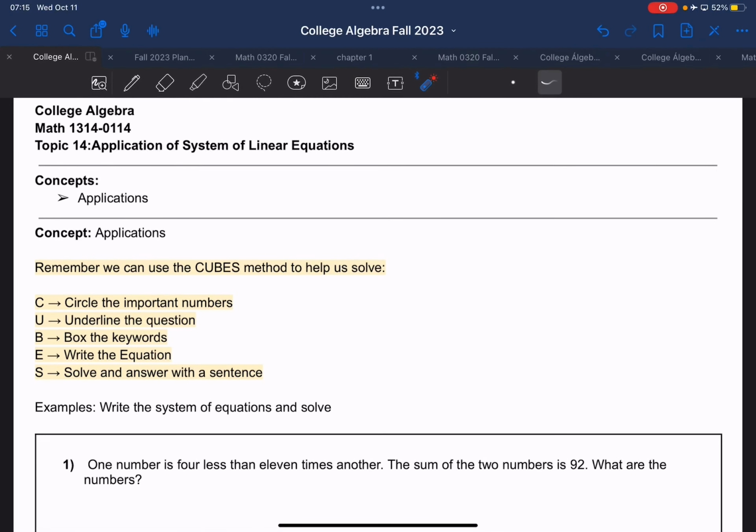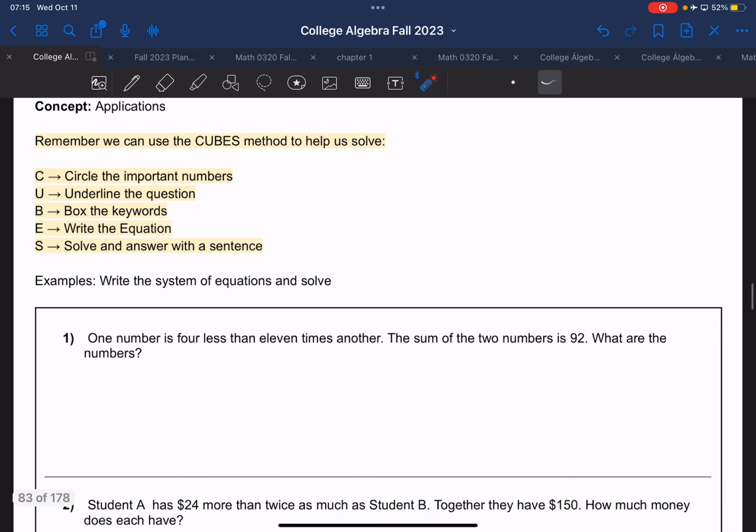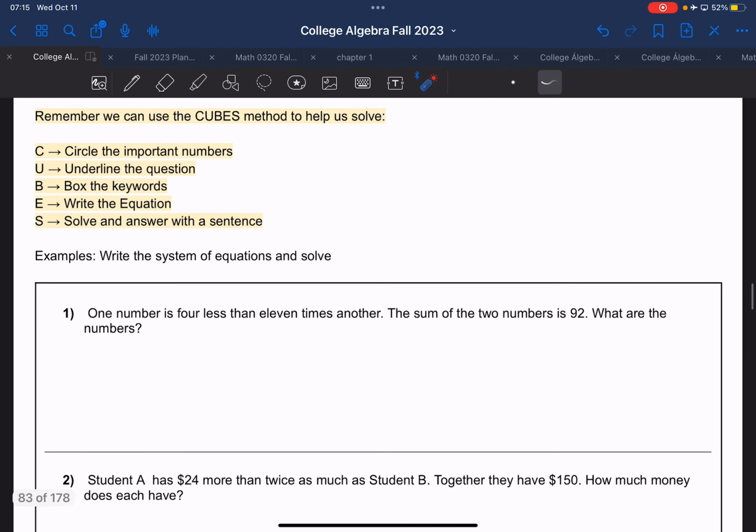I'm going to repeat myself. Topic 14, applications of system of linear equations. In these ones, we are creating two systems of linear equations, and you can solve with any method. Remember when we were solving applications of one linear equation, I told you the method of cubes. This is just a suggested method. You do not have to use it.